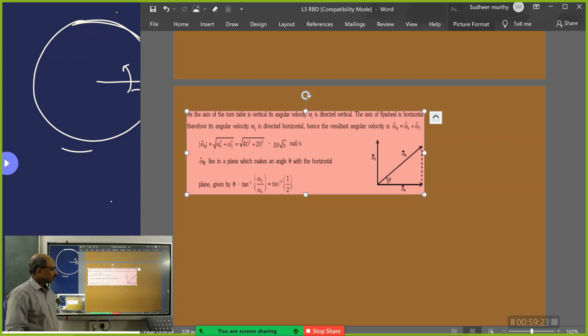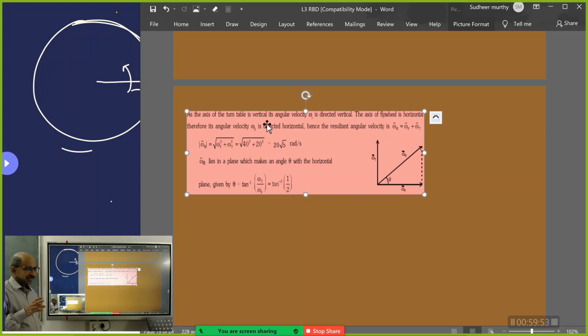Sir, here the angular velocity vector is changing at every instant, so in the axle tension. The resultant angular velocity is changing. For the turntable, sir, it will always differ. For the flywheel, sir, at one instant like this, at another instant like this.